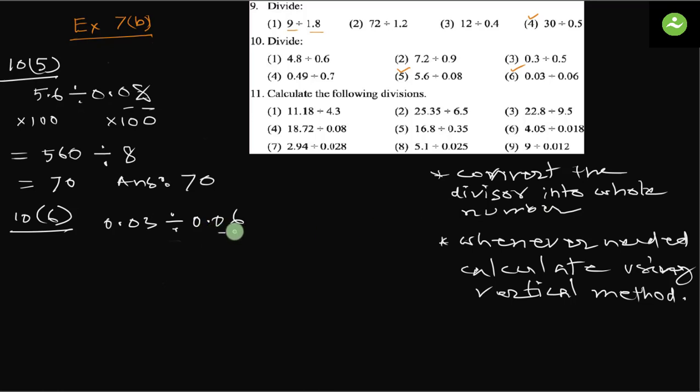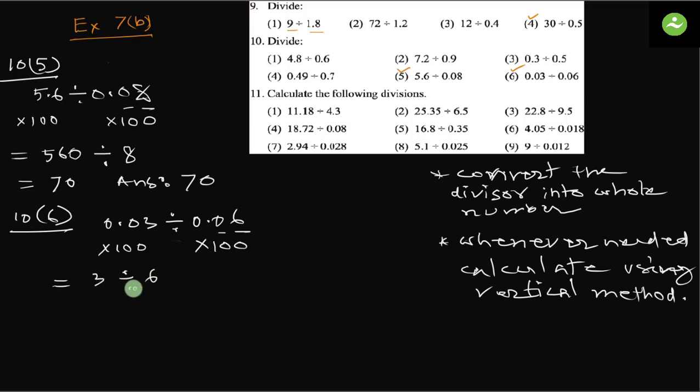There are 2 digits after the decimal point, so we have to multiply by 100. We multiply the dividend also by the same number, 100. So it equals, the decimal point moves 2 digits right, means 3, divided by 2 digits right means 6. Now the divisor is greater than the dividend.